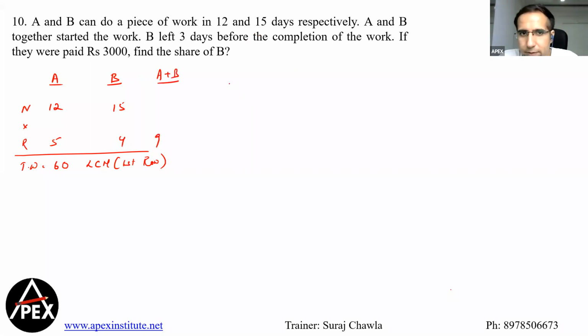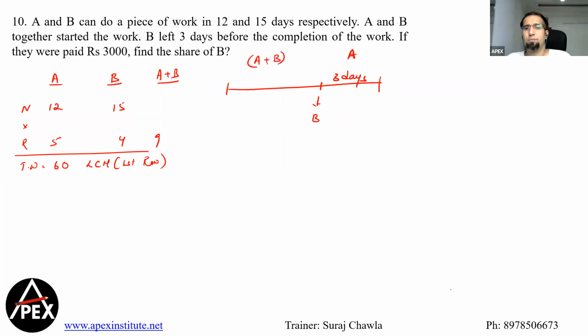Now what does the question say? The question says that they started the work together, but B leaves 3 days before the completion of work. So can I say that for the last 3 days, A worked alone? Quick responses, guys. Can I say for the last 3 days, A worked alone?